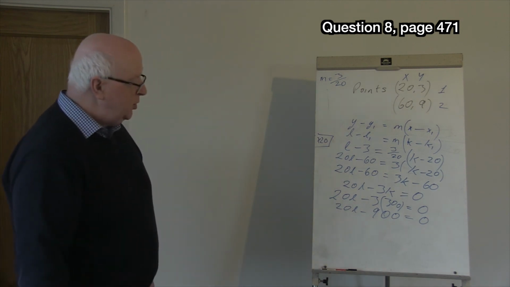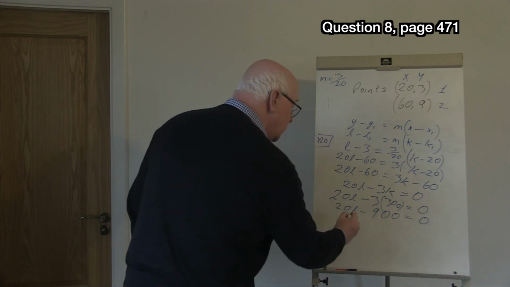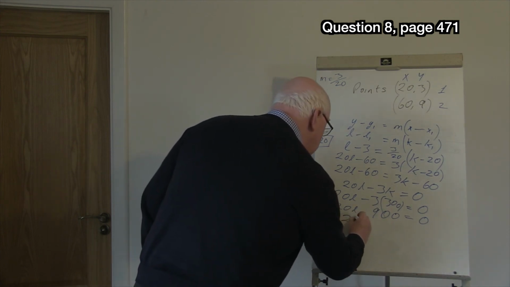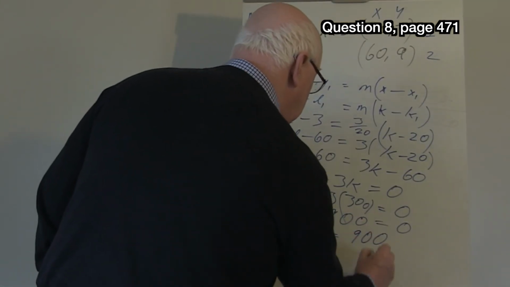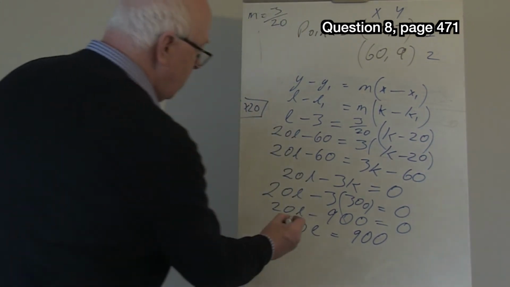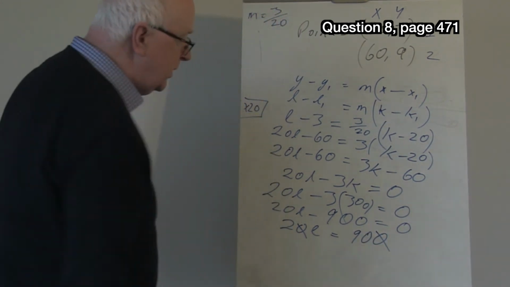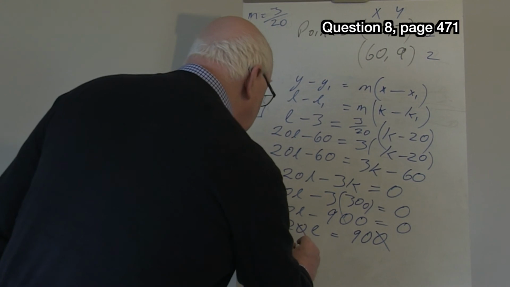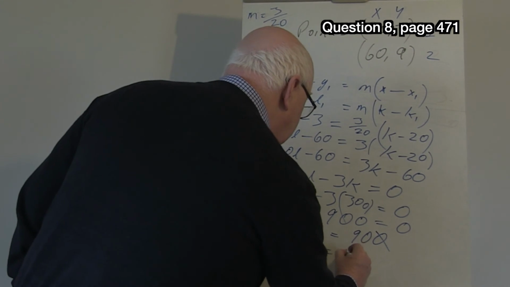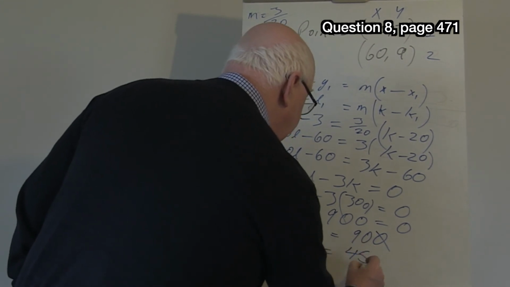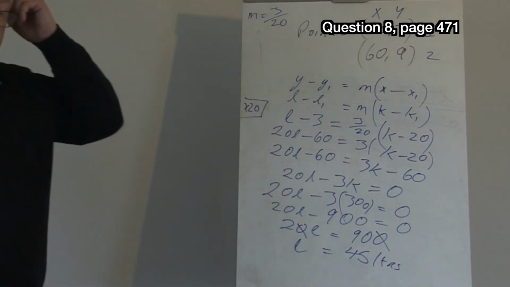So now, what are we left to do? We have to find out how many litres were used. So very simply, we're going to move the 900 to the other side of the equal sign. So 20L is going to be equal to 900. Now we can cancel out this 0 with this 0, and now we have 2L is equal to 90, and 1L is going to be equal to 45, and that's going to be litres, LTRS, or L will be sufficient.